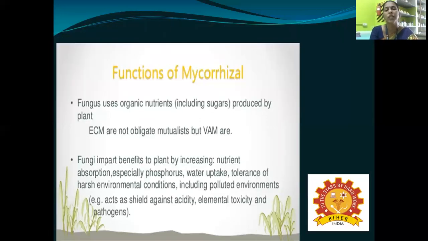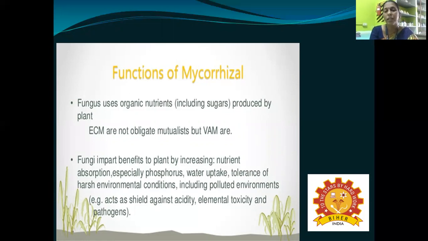And the next case, what is the function of this mycorrhizae? This mycorrhizae shows the symbiotic relationship between the fungi and the plant. ECM are not obligate mutualists, that is mutualism, but VAM fungi impart benefits to the plant by increasing it in these ways. The first point is nutrient absorption, mainly phosphorus. Then water uptake and tolerance. Tolerance means stress tolerance or drought tolerance. So these two cases it can support.